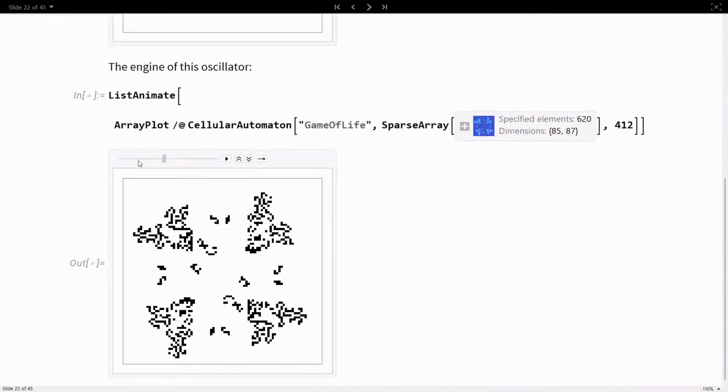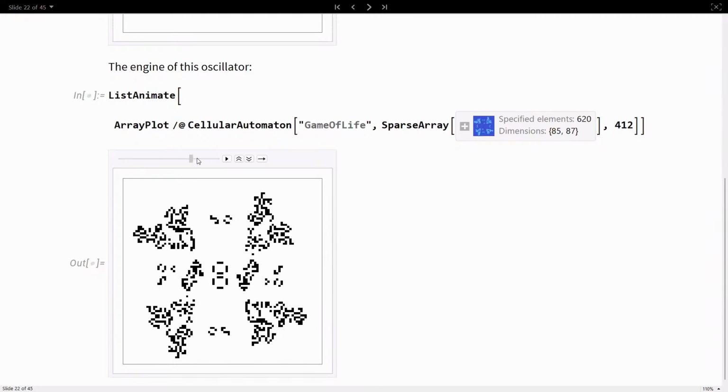And here is a sample evolution for it. This is equivalent to the E heptamino. We get a order 412 oscillator.